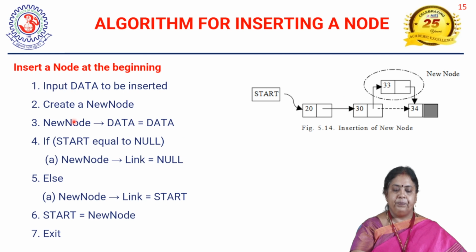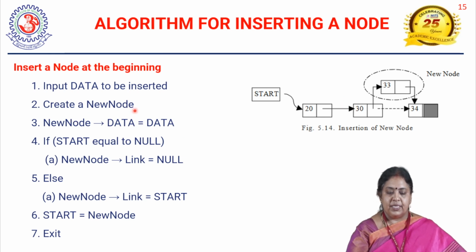Once again: first, you have to input the data to be inserted. Then you have to create a new node, and insert that data in the data part of the new node. Then check the condition: if start is equal to null, there are no elements in the list, so we make this the first element and set new node of link equal to null. Else, if start is not equal to null and the list has some elements, you have to insert at the beginning.